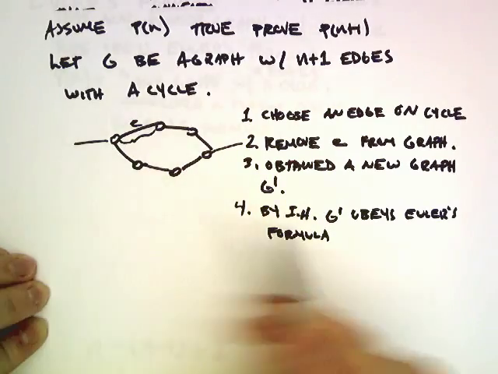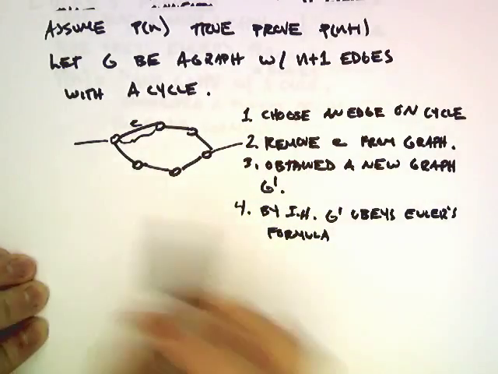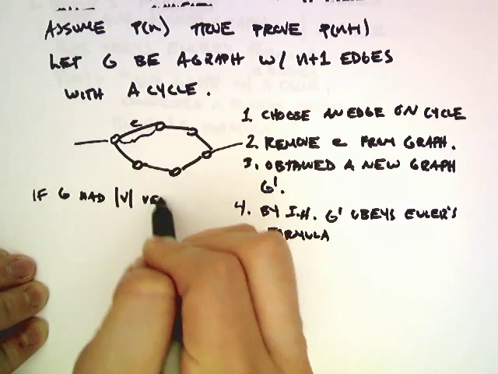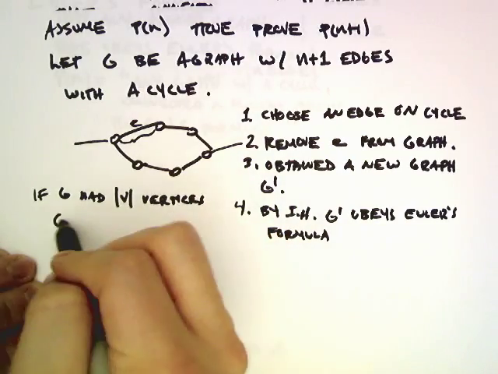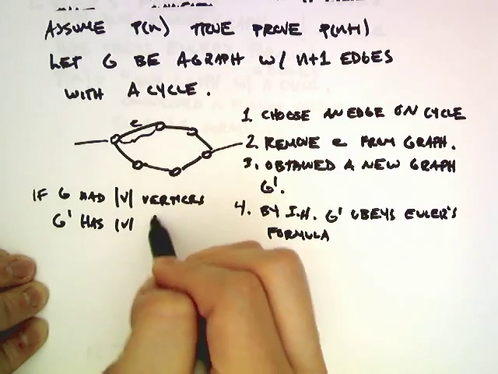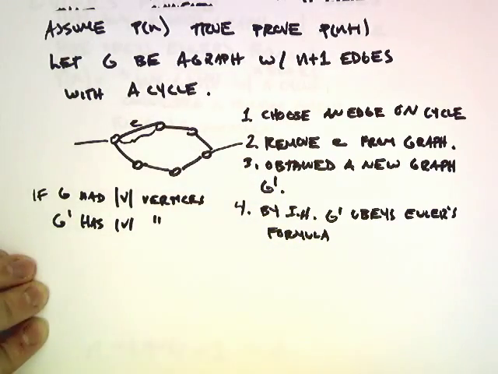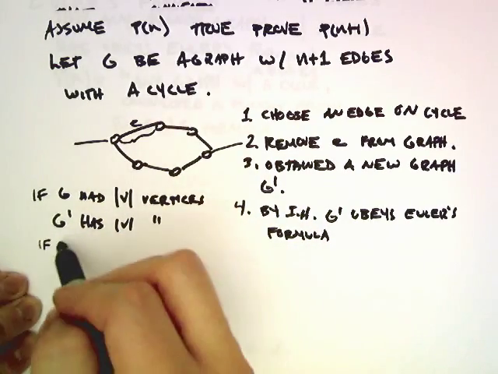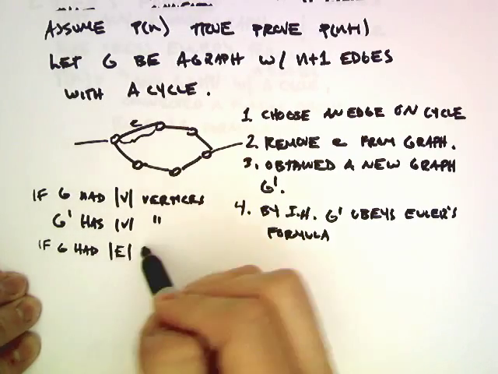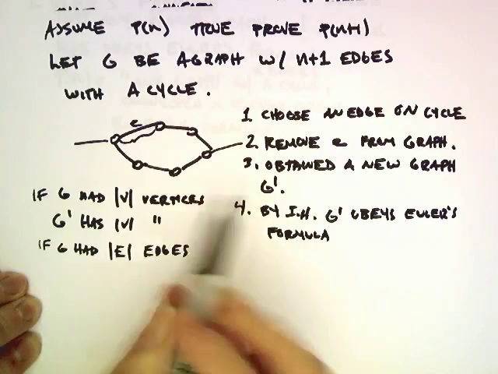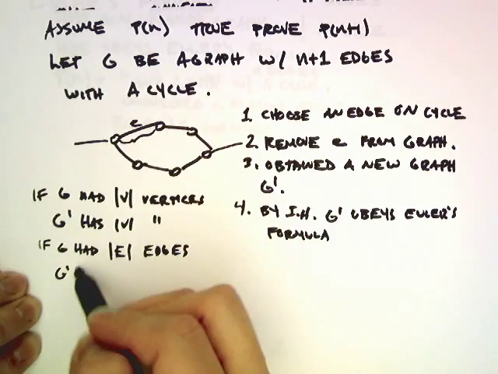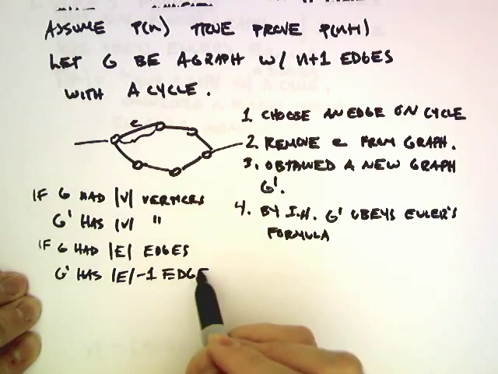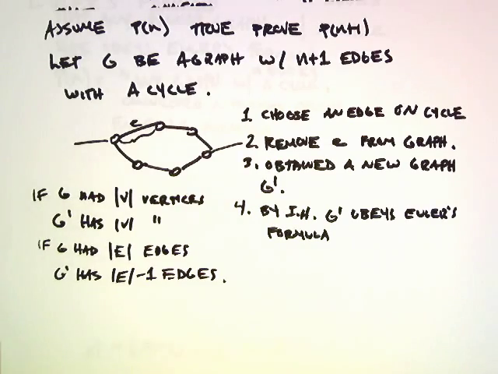Well, G prime has the same number of vertices as G. So if G had V vertices, then G prime has V vertices. Right? We didn't remove a vertex, we removed an edge. How many edges does G prime have? Well, if G had E edges, then G prime has E minus 1 edges. Right? We removed one edge.